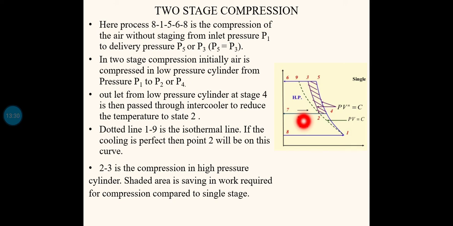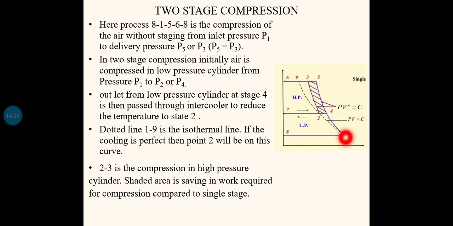If you think about the properties of the cylinders, in the first cylinder the maximum pressure is only up to P2 or P4. So the material of the first cylinder has to withstand only this much pressure. But think about the second cylinder. The second cylinder has to withstand a very high pressure equal to P3 or P5. So a low cost material can be used to build the first cylinder, which has to withstand only low pressures, whereas for the second cylinder the material can be changed to withstand the high pressures.